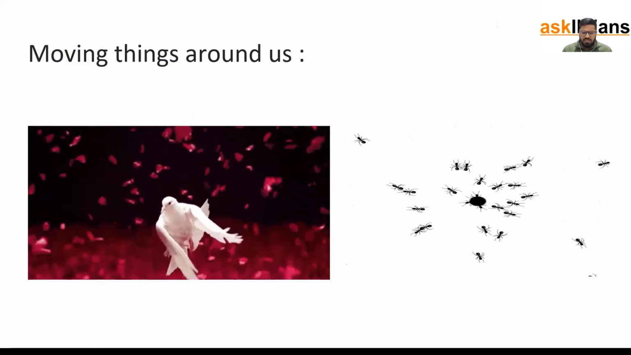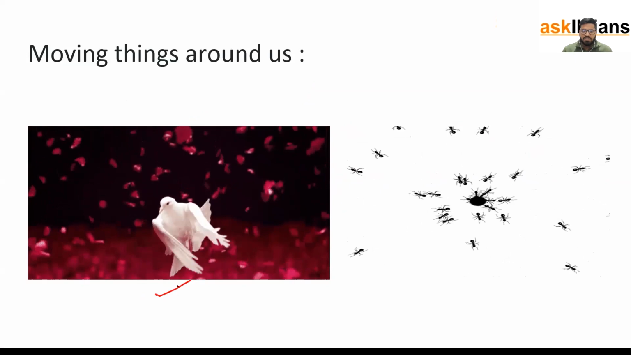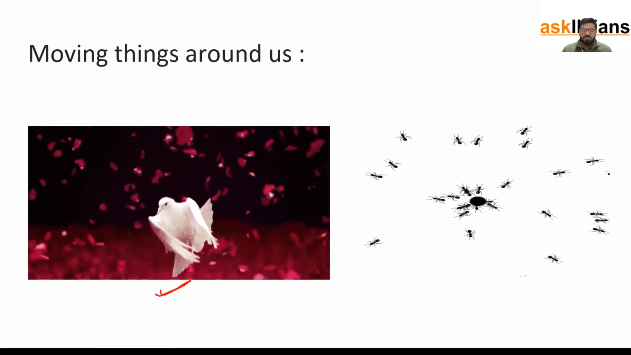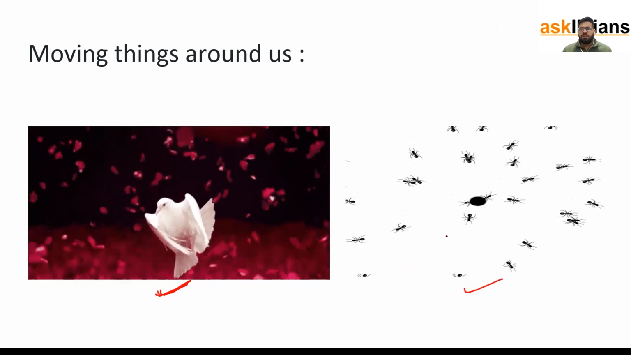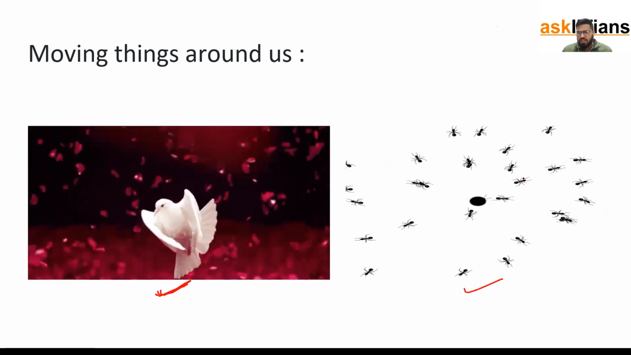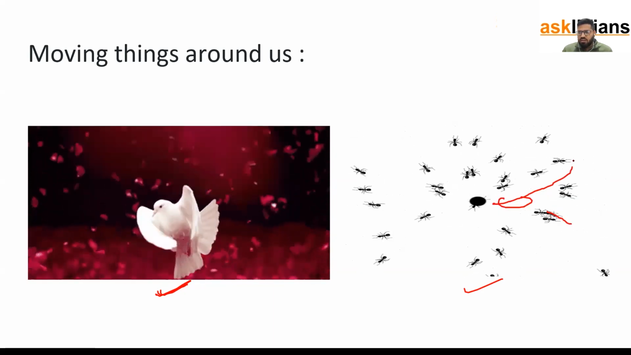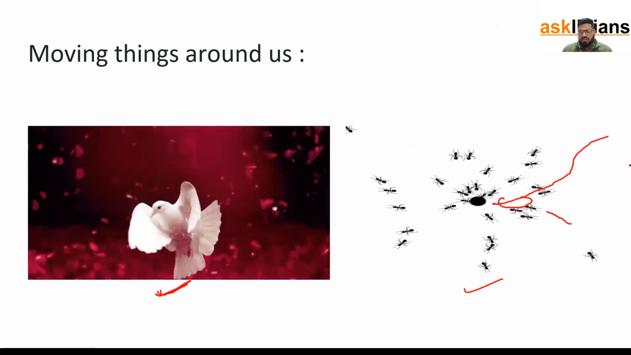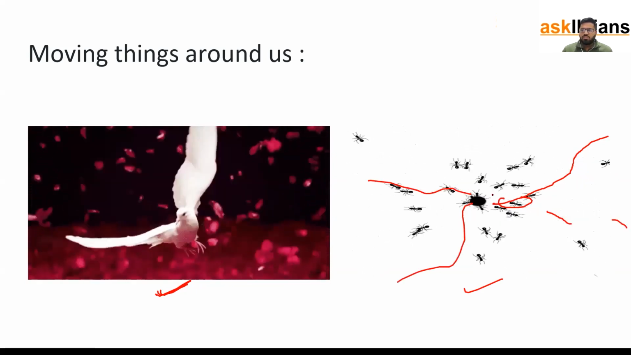First of all, see these pictures. The picture on the left shows a beautiful white pigeon which is flying. Whenever any bird flies, it is moving, and birds in the sky are continuously changing their place. The picture on the right shows the motion of an ant. If I trace the motion of a single ant out of these numerous ants, the motion will be zigzag like this. So it is also changing its position.